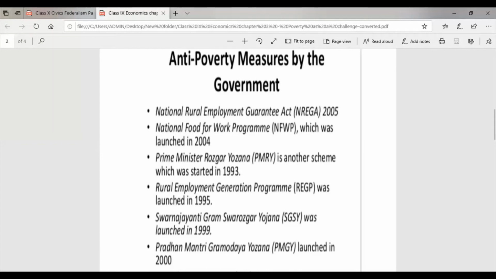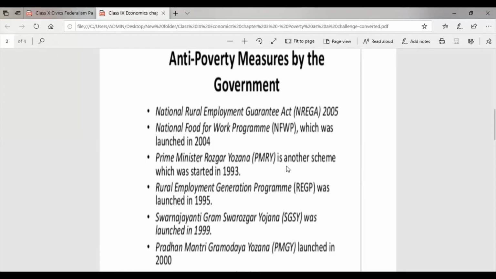So the first and the foremost anti-poverty program which is specified here is National Food for Work Program, NFWP. This particular program was launched in the year 2004. And this program was launched by the Minister of Rural Development, Central Government on November 14th, 2004 in 150 of the most backward districts of India with the objective of supplementary wage employment. The program is open for all Indian poor people who are prepared to do manual unskilled labor work and are in need of wage employment.